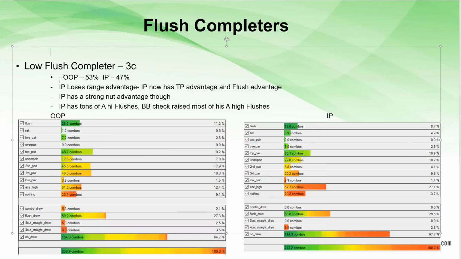So, yeah, in general, the in position loses the range advantage. In position now has a top pair advantage and a flush advantage, in terms of it has stronger flushes, stronger top pairs. In position just has a ton of ace high flushes, and the big blind check raises most of its ace high flushes on the flop.